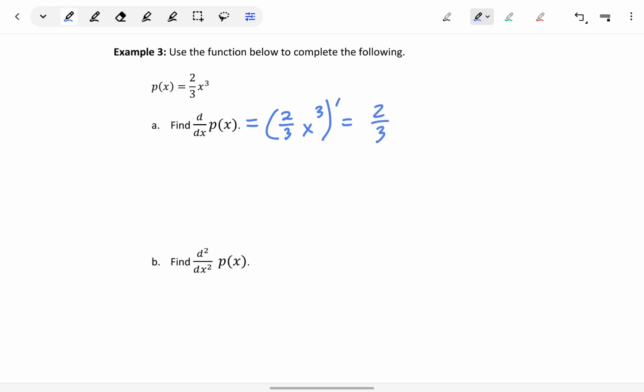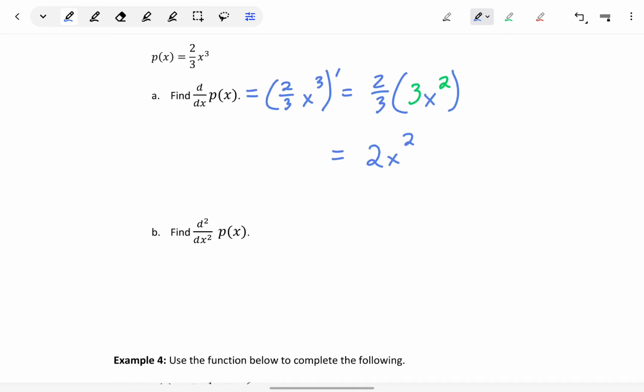2/3 is just that constant multiple, that coefficient. So this will be 2/3 times the derivative of x cubed, which will give us 3x squared. And then simplifying a little bit, 3 over 3 will cancel. Our final result will be 2x squared.